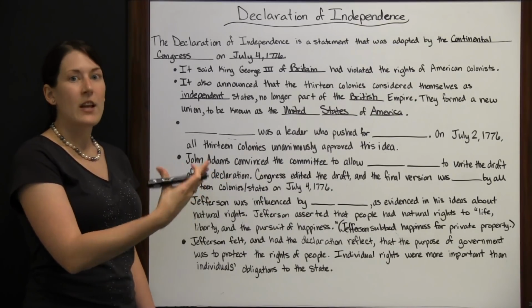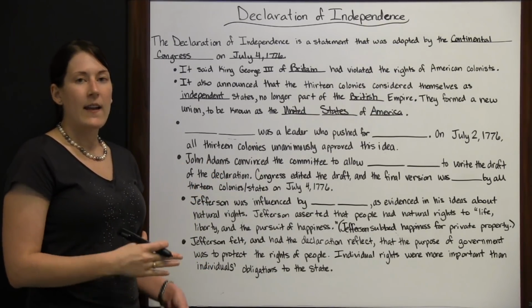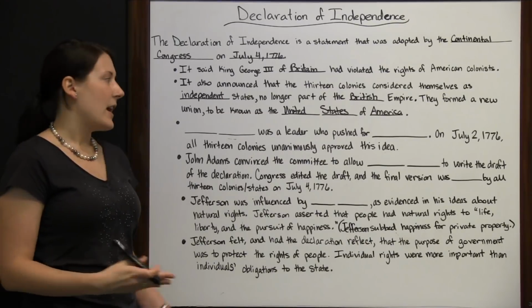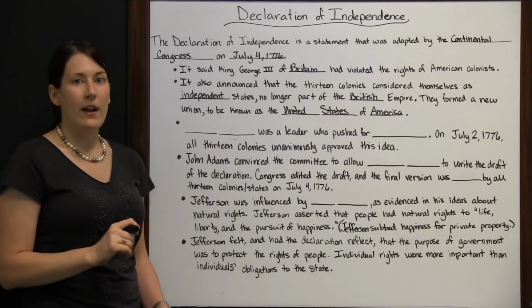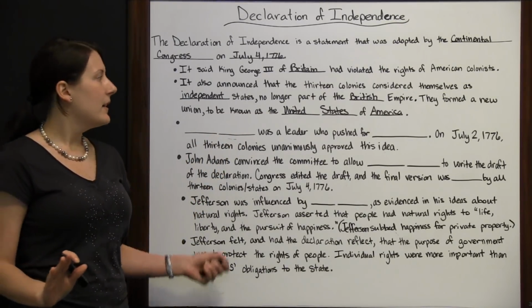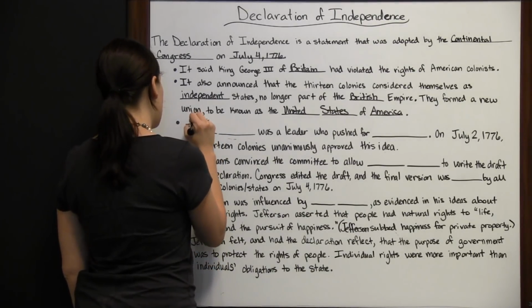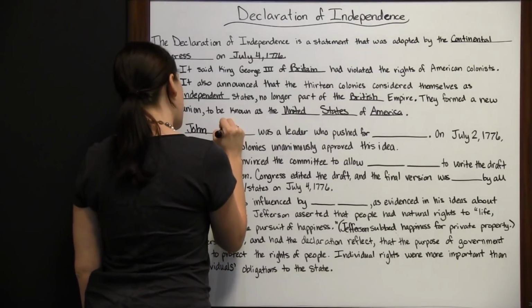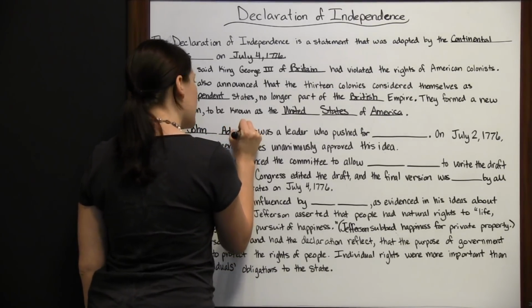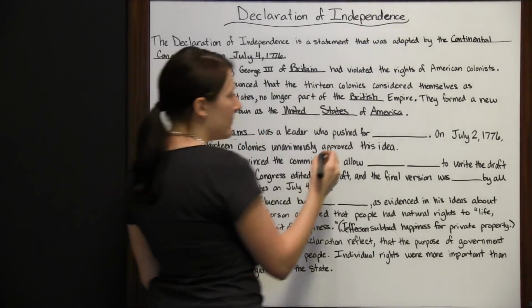They declared that they were independent of Britain and that they were their own nation now, to be known as the United States of America. They were no longer part of the British Empire. John Adams was a leader at the Continental Congress, and he pushed for independence.